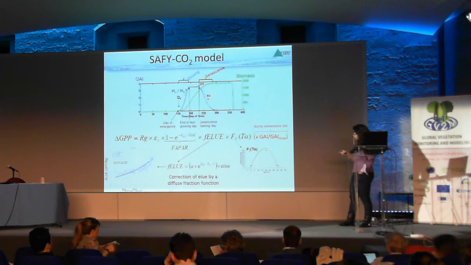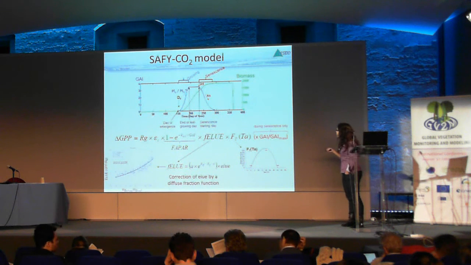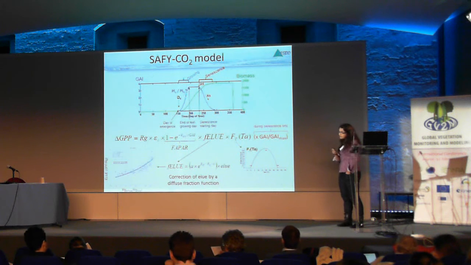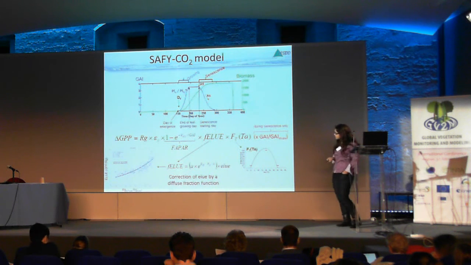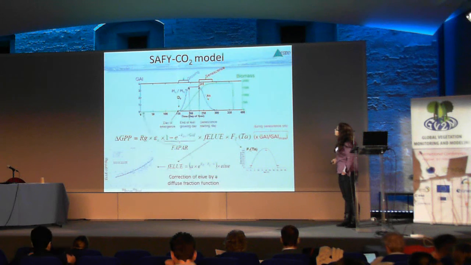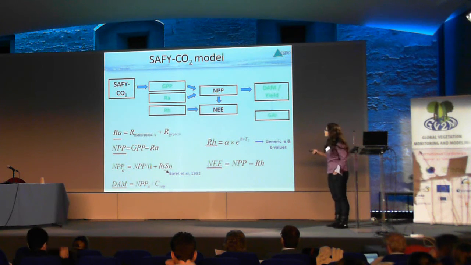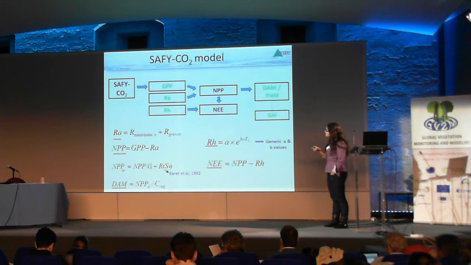We can see we add another term here that is the GAI of the day divided by the max GAI. It is a term we apply during the senescence to take into account the proportion of living tissues of the plant during the senescence. So here are the basics of how we calculate the components of the carbon fluxes.